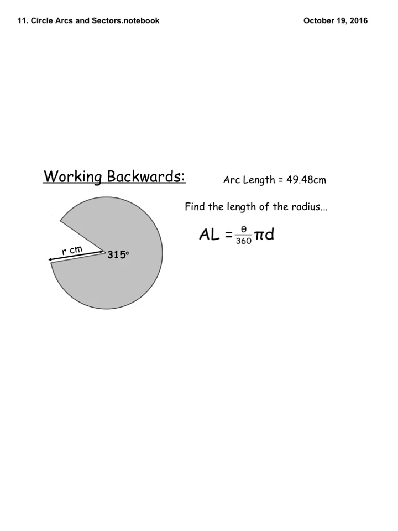It is possible that you'll be asked to work backwards using these circle formulae. In this case, you've been given the arc length of this circle sector, and you have to work backwards to find the length of the radius. The arc length you've been given is 49.48 centimeters. I need to substitute in my angle as well, 315 over 360 times pi times d. Now we don't know what the diameter is, so we need to leave that as d.